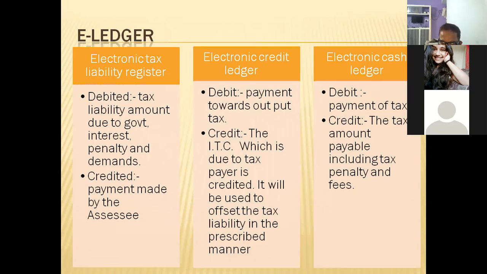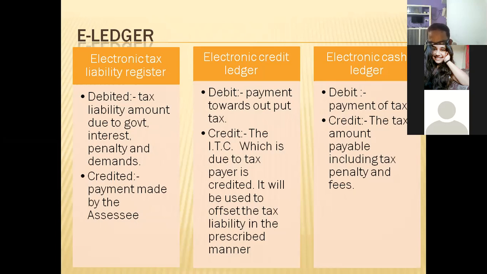What is credited? Whatever payment is made by the taxpayer, or whatever payment is made by the registered dealer, will be entered in the credit column of the electronic tax liability ledger. You will find the total amount of tax due to the government, including interest, penalty, and demands, in the debit column, and in the credit column you will find the payment made by the dealer or taxpayer.